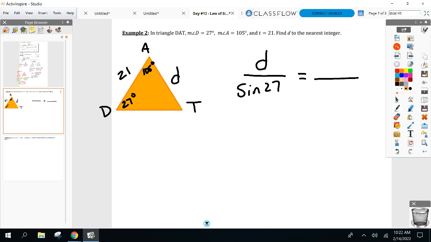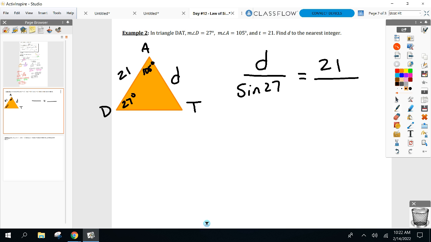What about my other ratio? Well, I do know side 21, but I've got a blank there staring across from it. But that blank can get filled in pretty quick by you guys, I hope. I'm not going to use 105 in there. That's not the angle across.